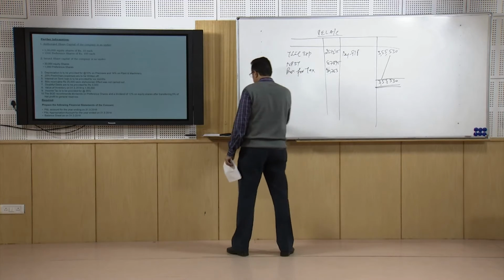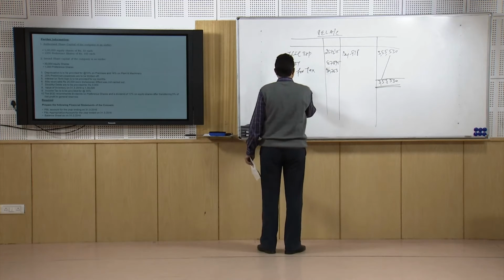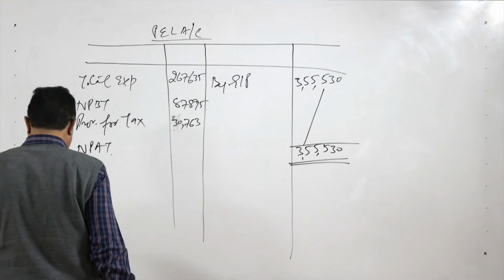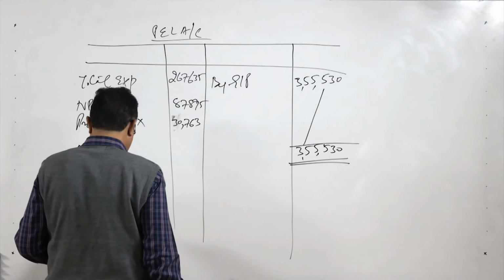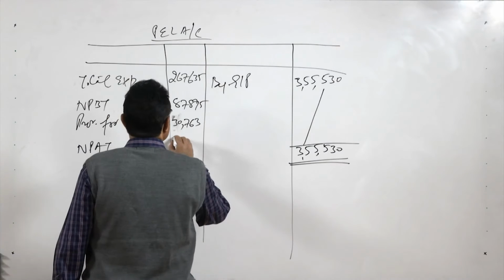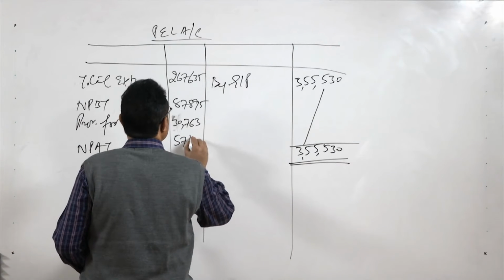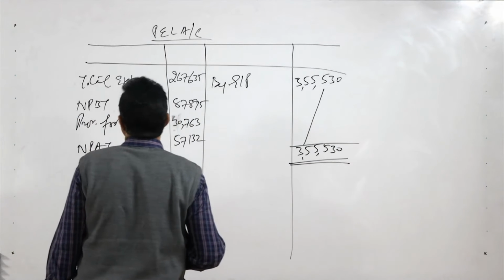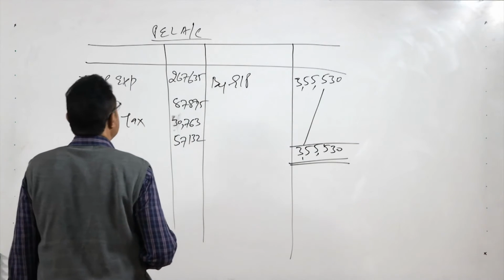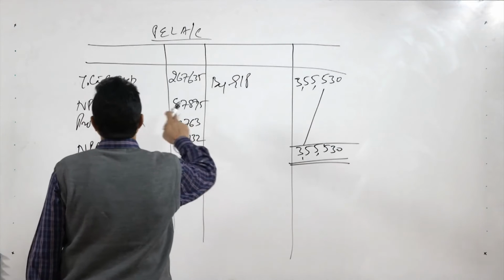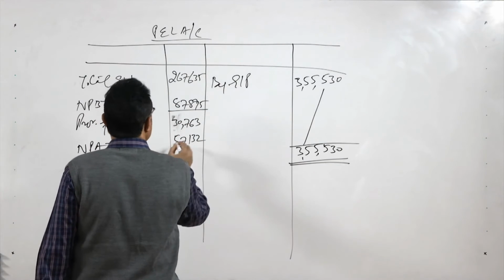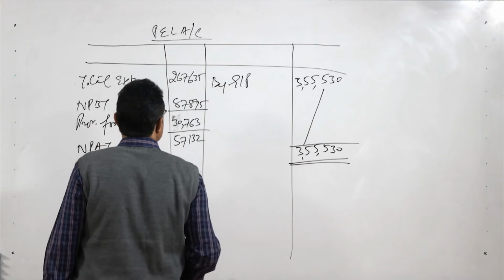And now we have to calculate the net profit after tax. So the net profit after tax is going to be 57,132. So this is the net profit before tax, then the provision for tax, then the net profit after tax.